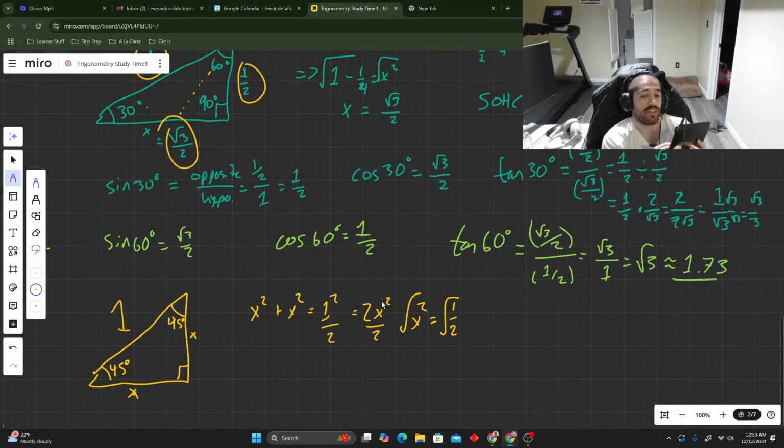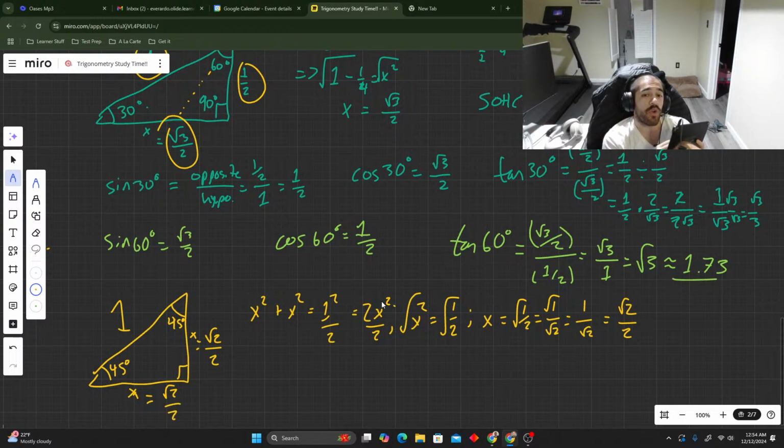Take the square root of this. You get x is equal to the square root of 1/2. This is the same as the square root of 1 over the square root of 2, which is 1 over the square root of 2. You could also multiply top and bottom by the square root of 2 to get this. Square root of 2 over 2, square root of 2 over 2.